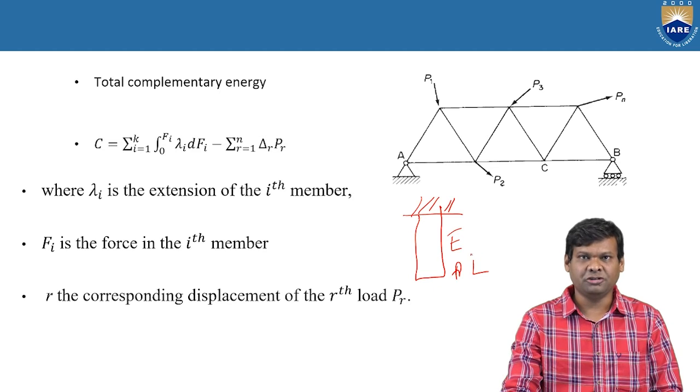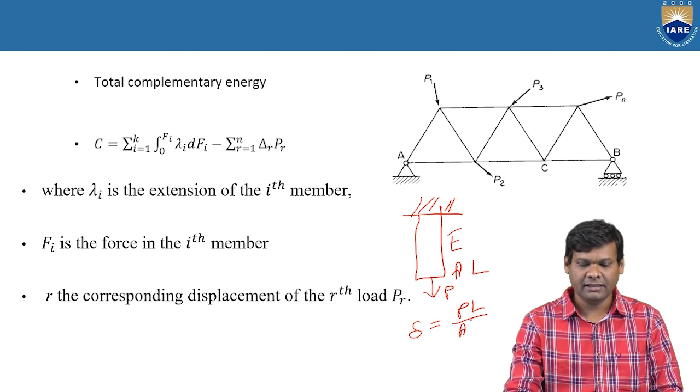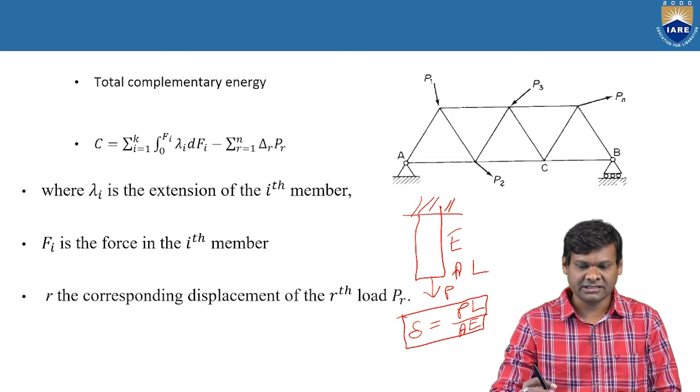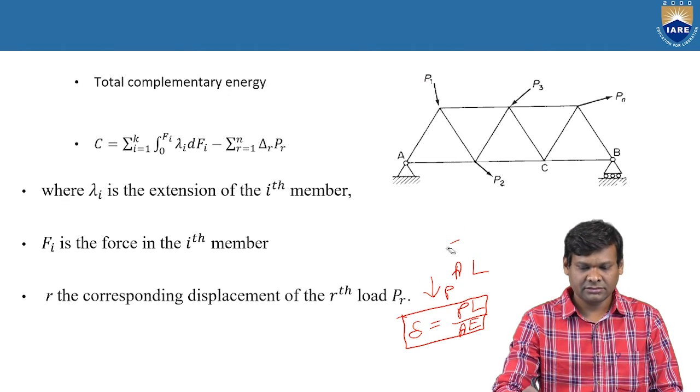The deflection produced by this rod when we apply a load P is given as delta equal to PL by AE. I request students to remember this formula. We'll be using this in our next coming lectures.